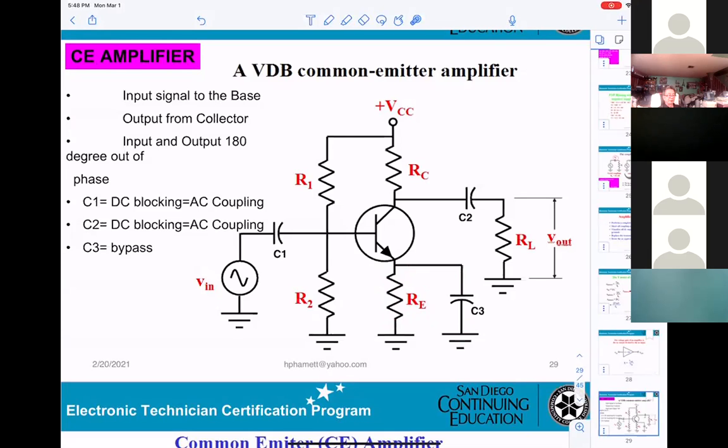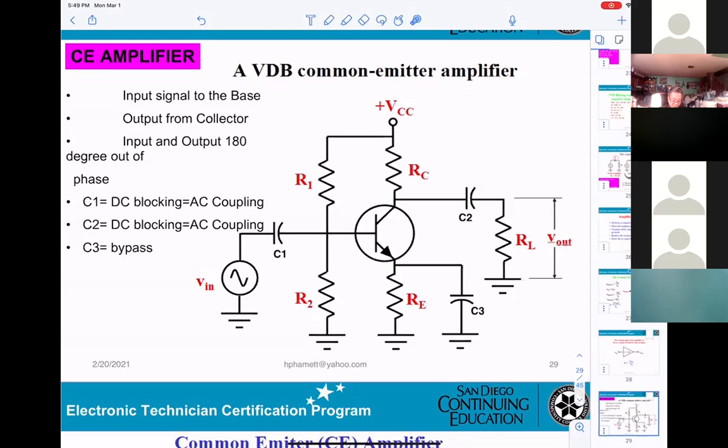Question, Mr. Brown. Regarding the current that flows to RE, what is the AC signal doing to the current after it's been bypassed to C3? What is the condition of the current when it flows into RE? Why is it different if the AC signal is bypassed? Is the current cleaner? Is it stronger? No, that doesn't matter.